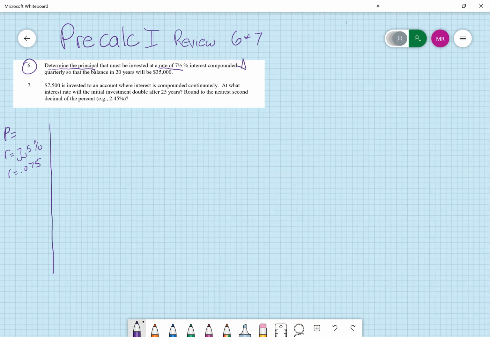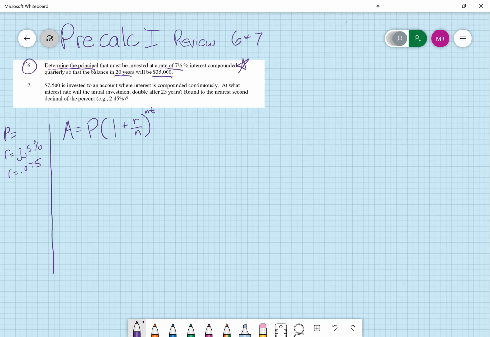Determine the principal amount that must be invested at a rate of 7.5% interest compounded quarterly. That's huge. That tells me which formula I need to use. The formula is the amount equals the principal times 1 plus rate divided by number of times compounded, all of that raised to the number of times compounded times the years. So I know I'm looking for the principal, I know the rate, I know the formula, so we're doing pretty well.